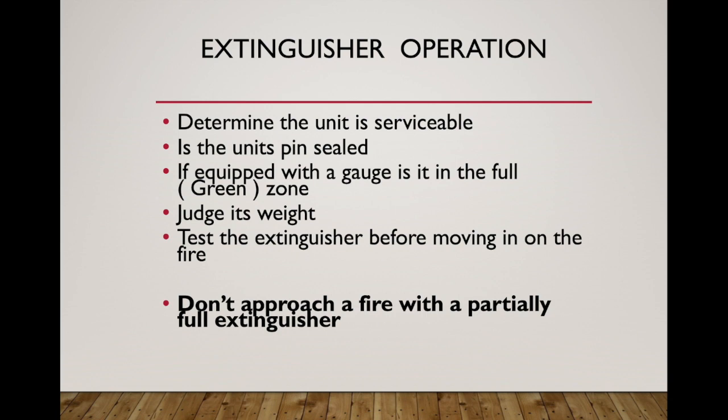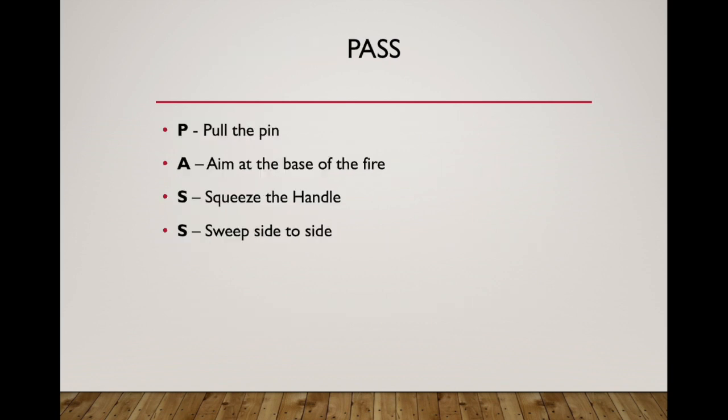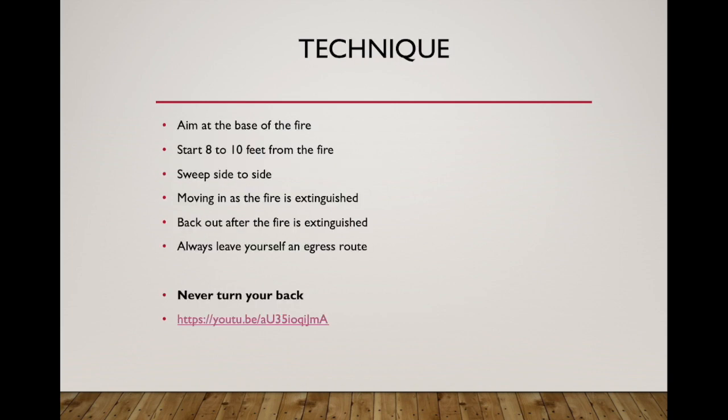So we're going to follow the PASS acronym. We're going to pull the pin, aim it at the base of the fire, squeeze the handle, sweep it side to side, and then don't turn our back on the fire when we think the fire is extinguished. So again, aim at the base of the fire. Typically we're going to start 8 to 10 feet away, sweep the agent side to side at the base as we're moving in and the fire is being extinguished, back out after extinguished. Again, don't turn your back on the fire and always leave yourself an egress route.